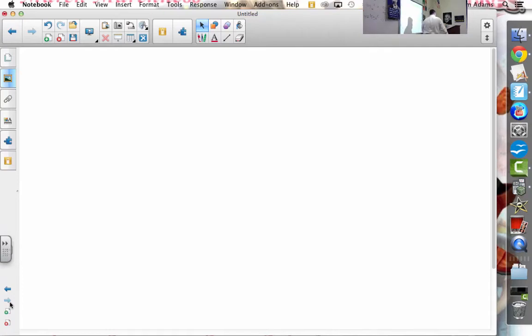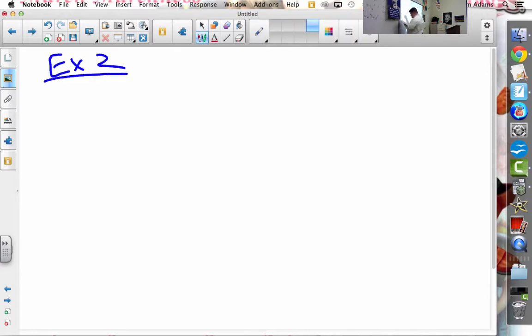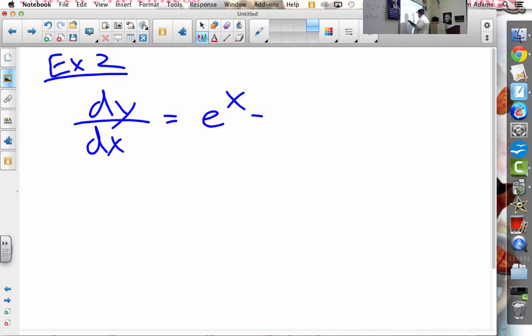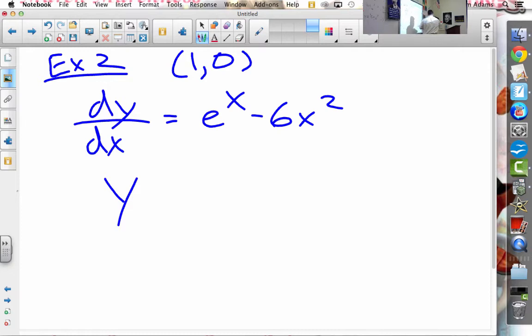So let's do example number 2. Example number 2 is a very similar scenario as example number 1. They give us dy dx again, which is just the slope of the tangent line, but this time it is e to the x minus 6x squared. And they said, hey, find y, but they give us a clue. They say y goes through the point (1, 0).